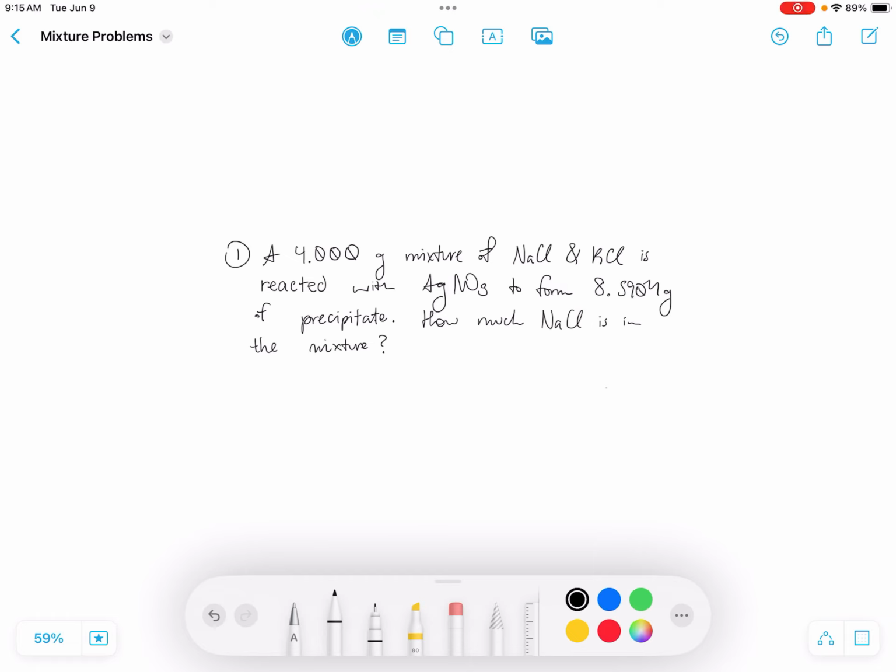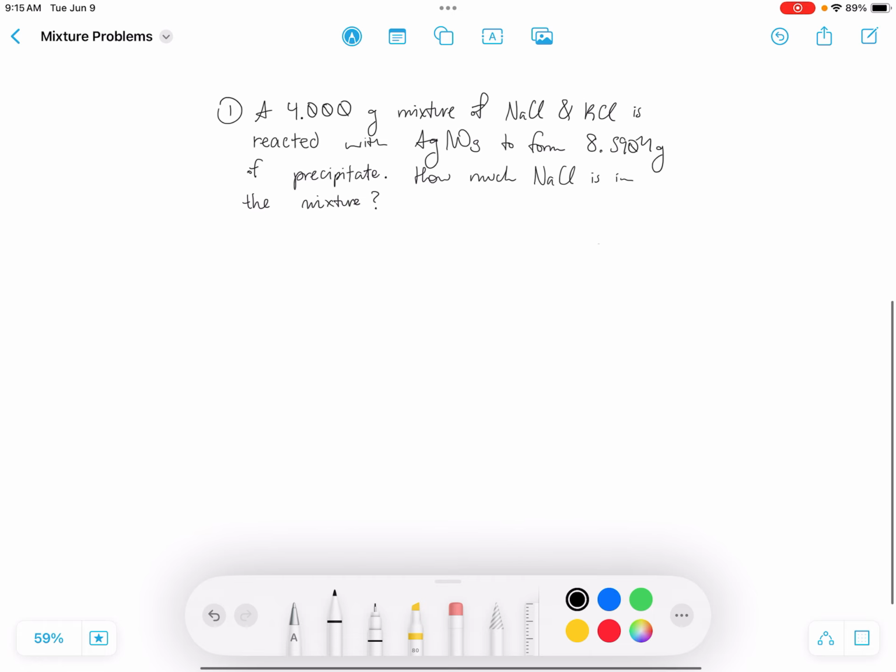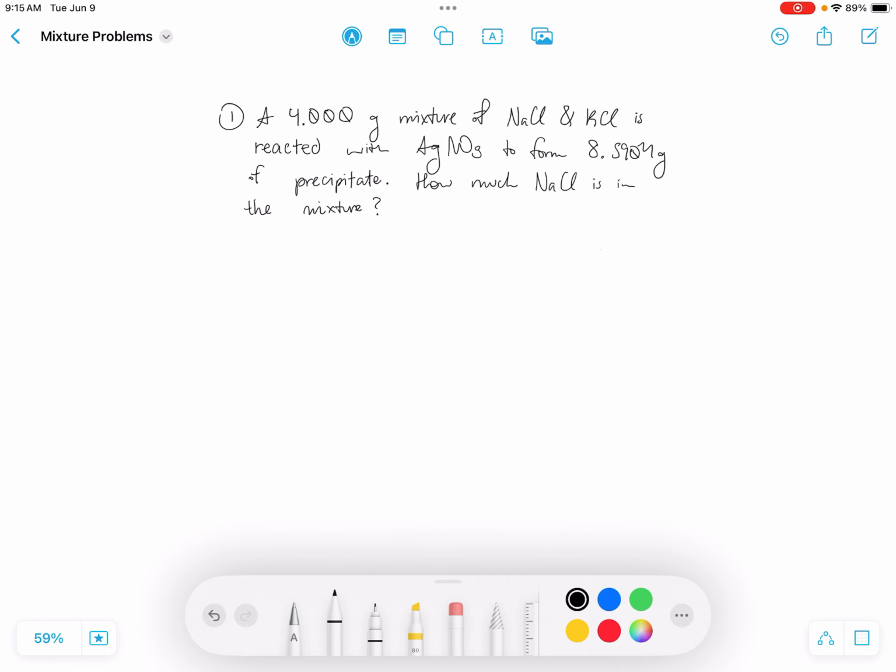Mixture problems, as you'll see in Gen Chem, are basically a combination of stoichiometry, algebra, and in some more advanced cases, proportions. But in this simple introductory case, we'll just use algebra and stoichiometry. The question reads, a 4-gram mixture of NaCl and KCl is reacted with AgNO3 to form 8.5904 grams of precipitate. How much NaCl is in the mixture?